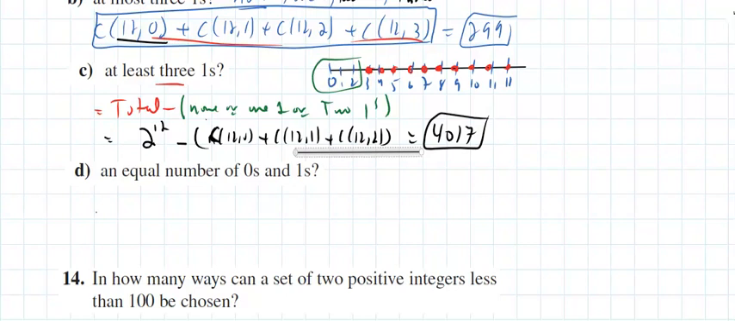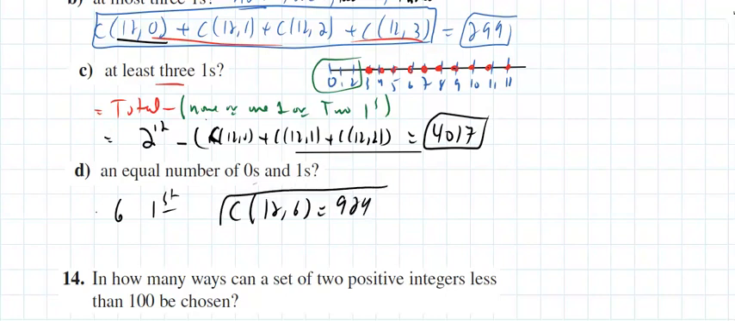An equal number of zeros and ones. Well, an equal number, that means 6 zeros and 6 ones, right? Well, 6 ones, that'll be in any order 12 choose 6. And that turns out to be 924. All right.